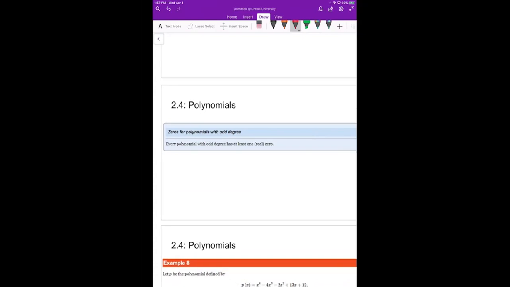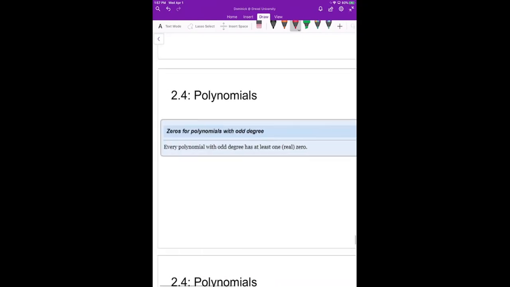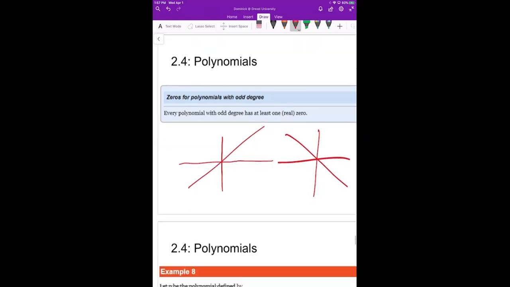Now, one thing that you can say about a polynomial with odd degree is that there's at least one real 0. Because for odd degree, you're either going to behave like this or you're going to behave like that, right? So you're going to either decrease and increase or increase and decrease. So that means that at some point you have to pass 0 at least one time, right? You can't skip over it.